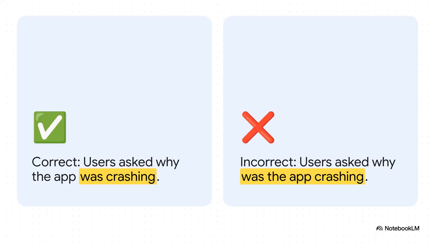And here is a perfect example of what to look out for. That incorrect version, why was the app crashing, that sounds like a question, right? To fix it, you just flip the subject and verb back to normal. Why the app was crashing, subject first. This is easily the most common mistake, so if you can nail this, you're in great shape.